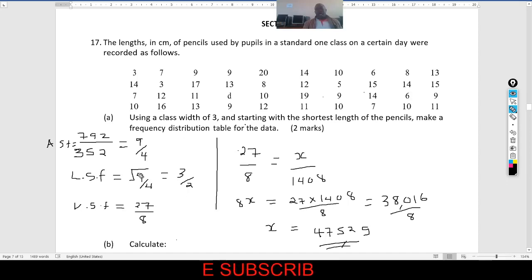When you are dealing with mass, and you are dealing with linear scale factor and area scale factor, you have to consider mass with the volume scale factor and not the linear scale factor, as I said in question number 8 of section A.